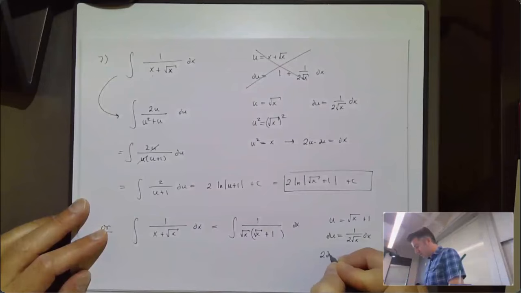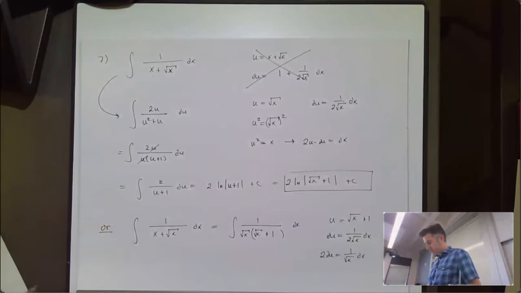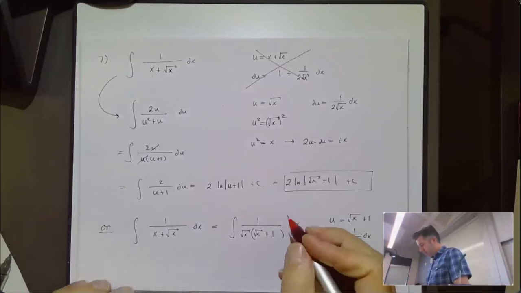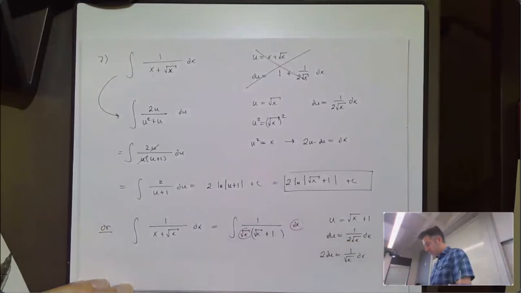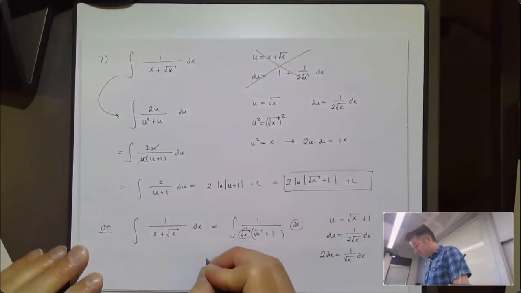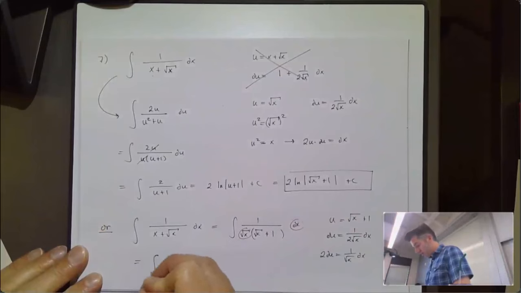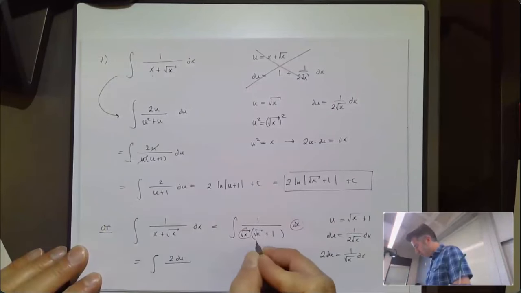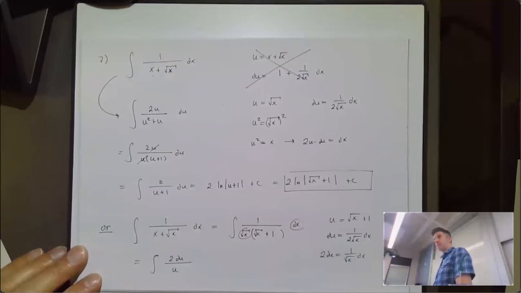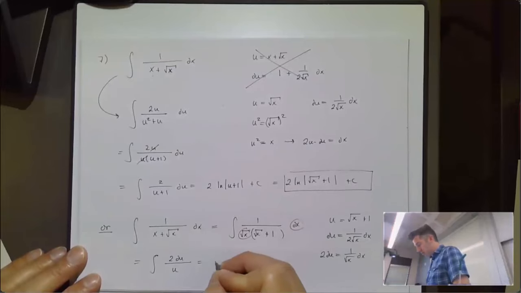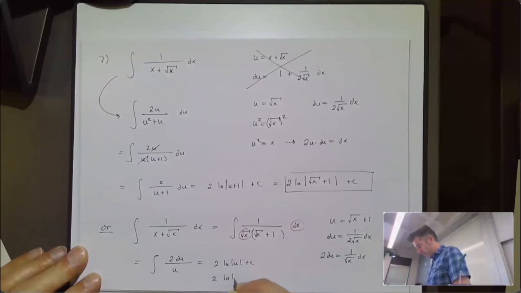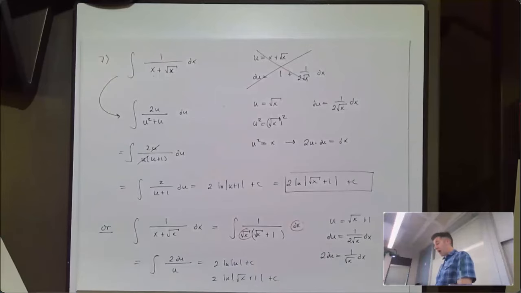And then your 2 du is equal to 1 over root x dx. So there's your dx times 1 over root x. That's my 2 du. So it's going to be the integral of 2 du over u. And then that's going to be 2 natural log absolute value of u, which is going to equal 2 natural log absolute value of the square root of x plus 1. Same answer.